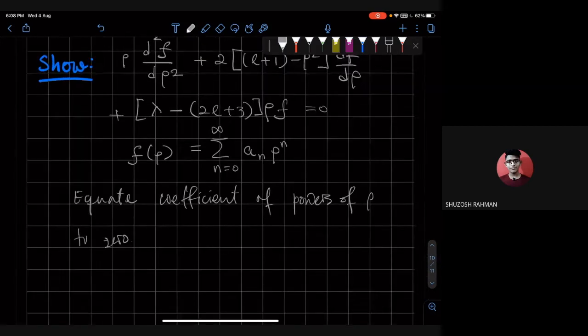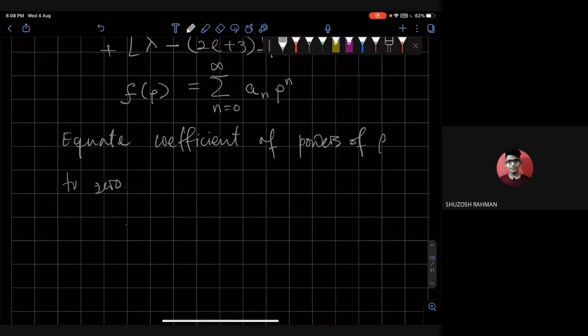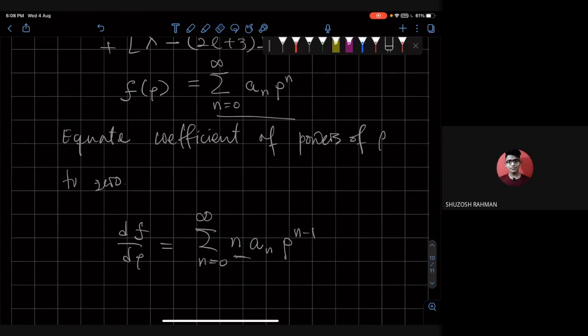So let's do that. Let's take df by d rho. This tells us that we will get the sum from n equals 0 to infinity of n times a_n rho^(n-1). But the n equals 0 term is going to drop out, because n is multiplying it. So for the first derivative of f, the sum really starts from n equals 1. I'm just being careful.